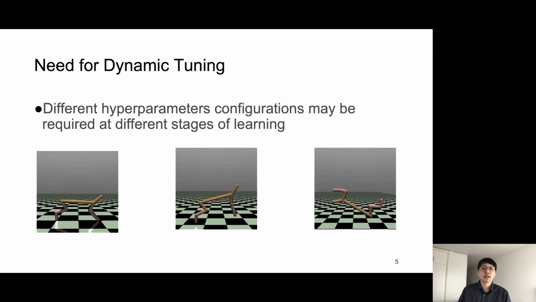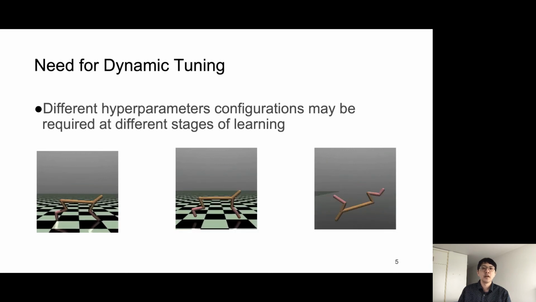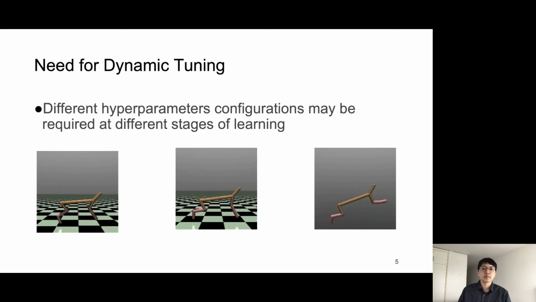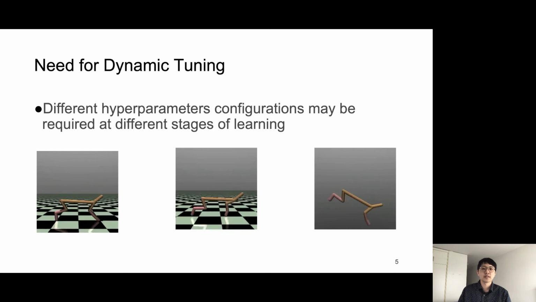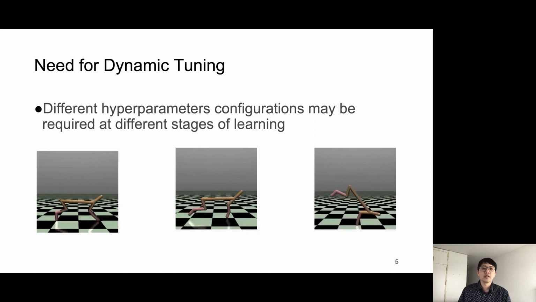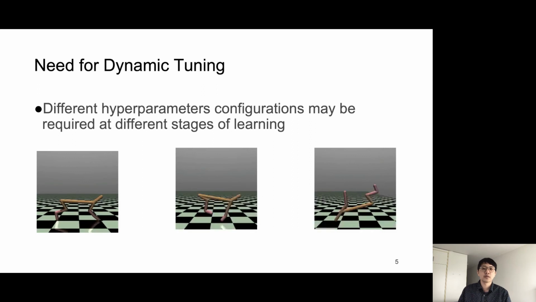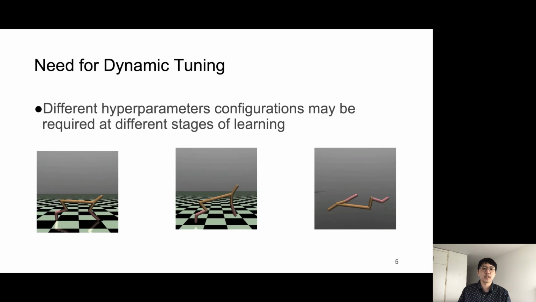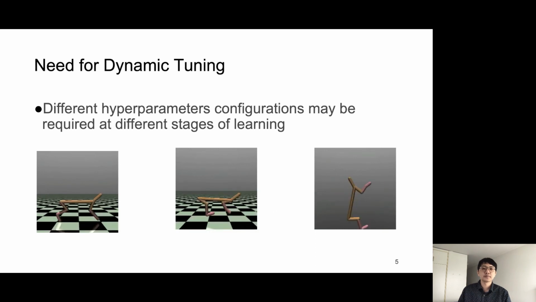Let's first take a look at the non-stationarity part. For many RL tasks, the policy that we learn will change across the whole training. Therefore, in different stages of one task, we might need different hyperparameter configurations. For example, as is shown in the half-cheetah environment, we see that the half-cheetah evolves over time, from standing to running, and finally it learns to spin.